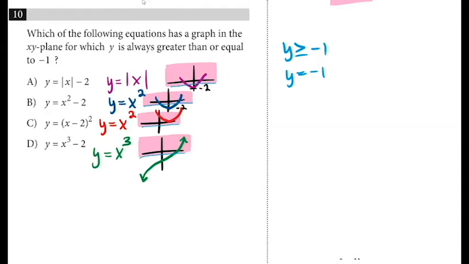So the question says, for which of the following equations is y always greater than or equal to negative 1? Another way to say that is, for which of these situations is the curve always in the pink area? Notice that A, B, and D clearly have some portion of the graph that fell outside of the pink area, so the answer for this question is going to be C.